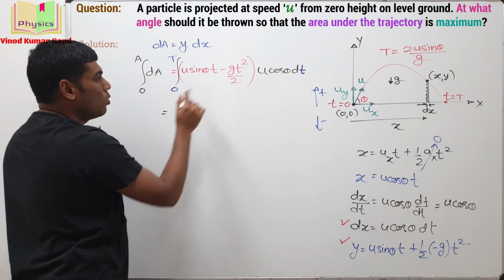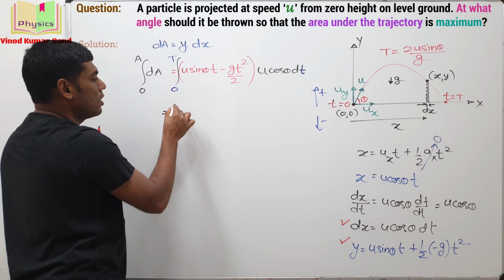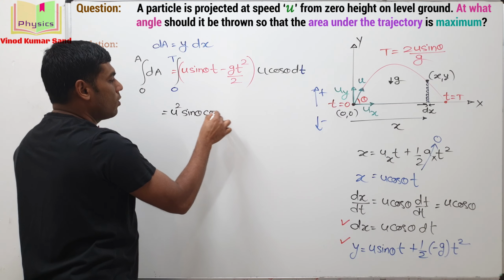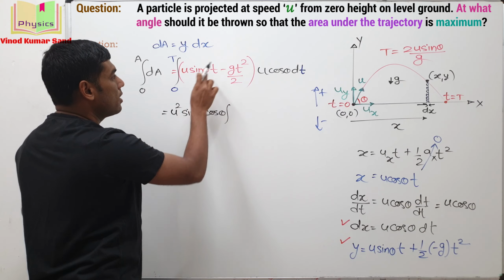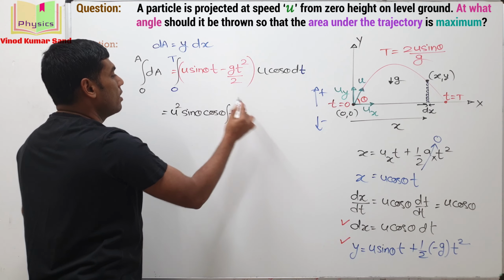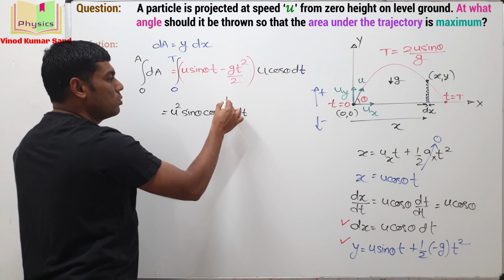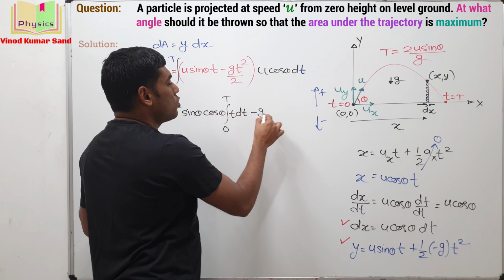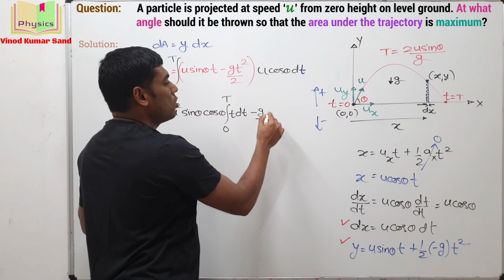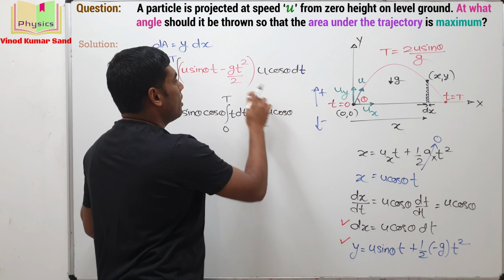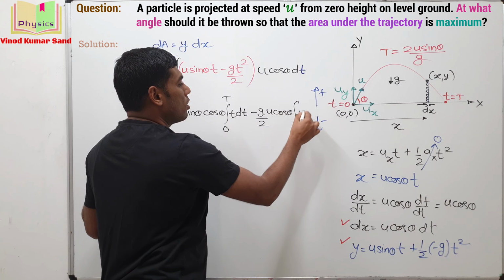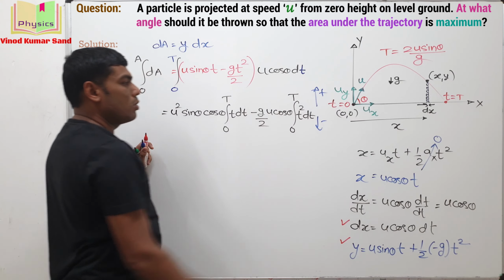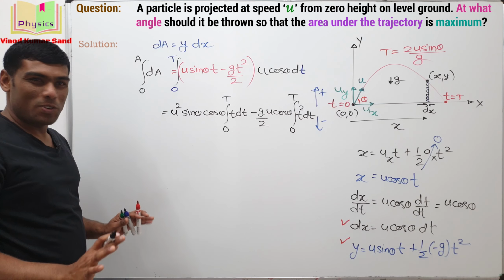Simplifying this, u into u is u square. Then we are left with sine theta cos theta, and here is t dt. Limits are from 0 to capital T. Then next, minus g by 2 u cos theta, and we are left with integration of t square with respect to time. Limit is from 0 to capital T. Is it okay for everyone?